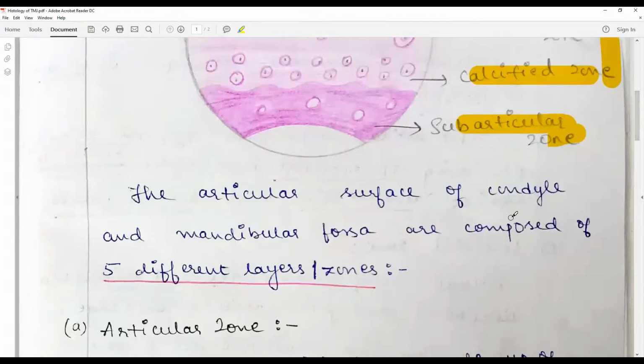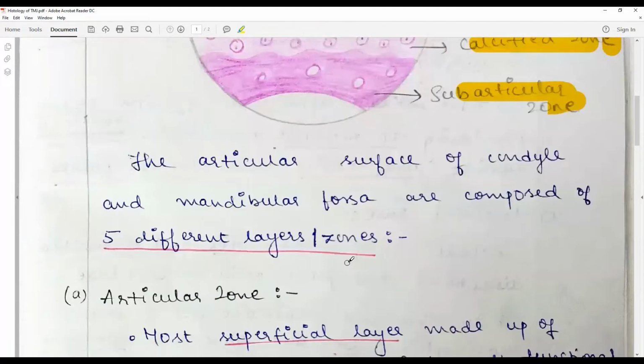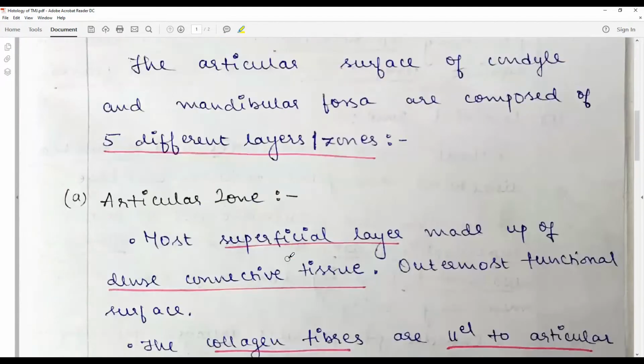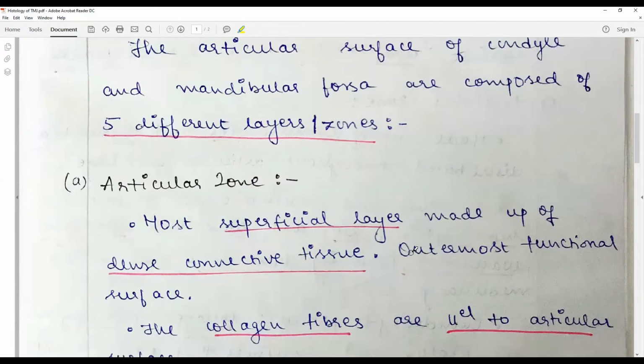The articular surface of the condyle and mandibular fossa are composed of 5 different layers or zones. Okay. First is the articular zone, which is the most superficial zone made up of dense connective tissue. It is found adjacent to the joint cavity and forms the outermost functional surface.